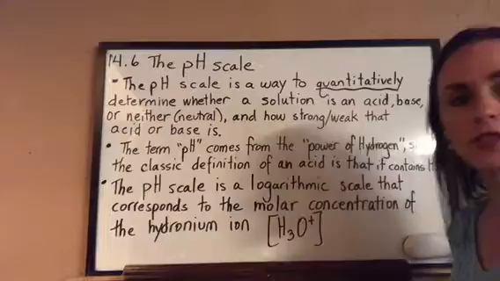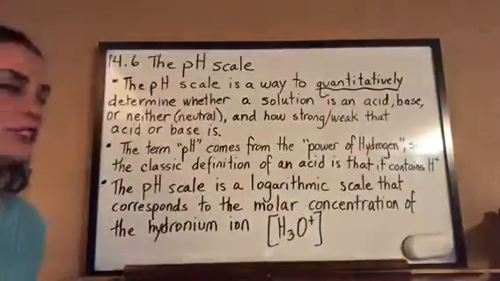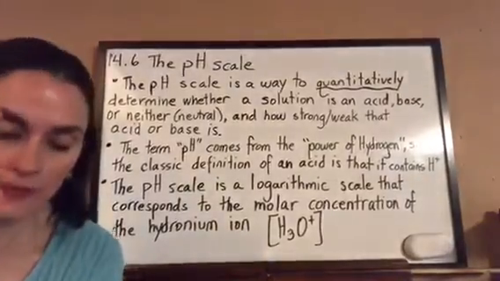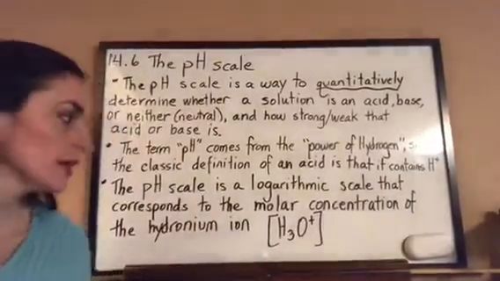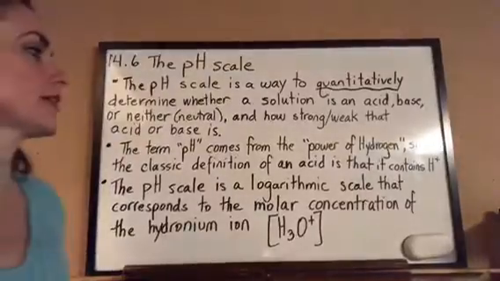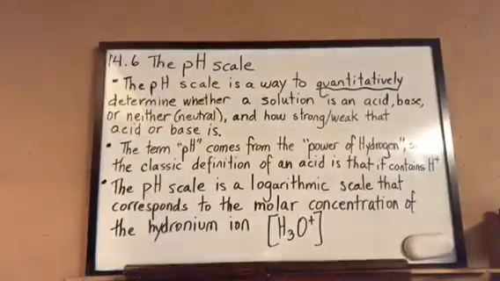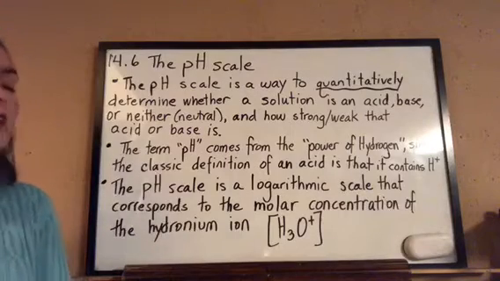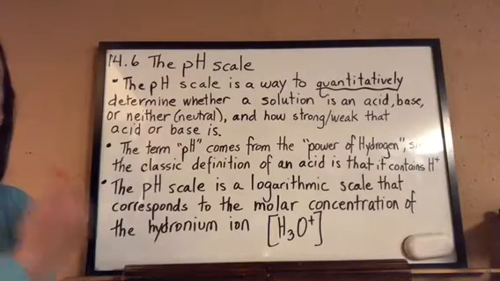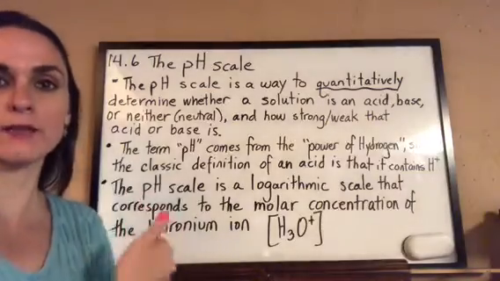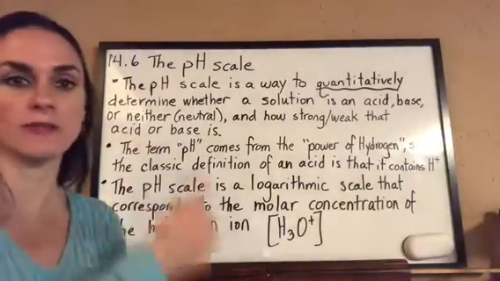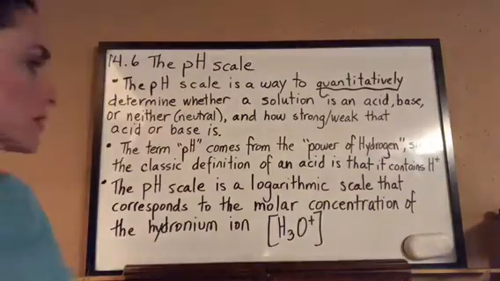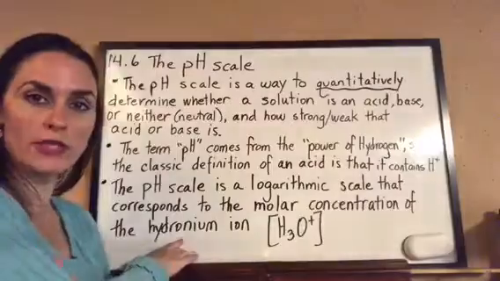You may wonder, where does the term pH come from? pH comes from the idea of the power of hydrogen. The classic definition of an acid, the Arrhenius definition, is that it contains hydrogen ions. The pH scale is actually a logarithmic scale, so base 10. It increases or decreases in increments of times 10. The pH scale corresponds to the molar concentration of the hydronium ion.